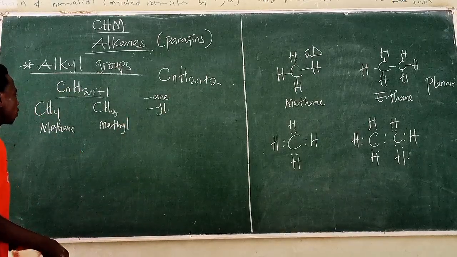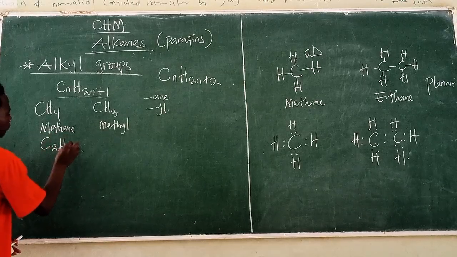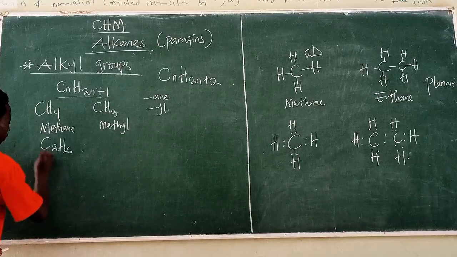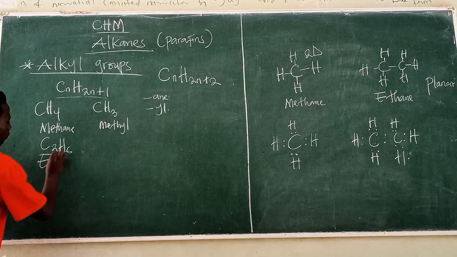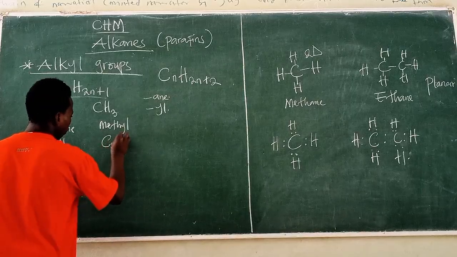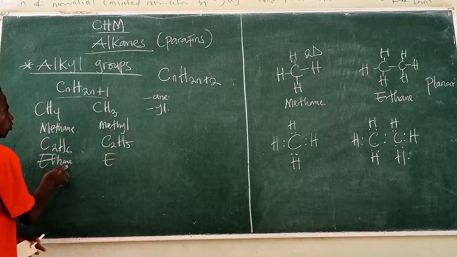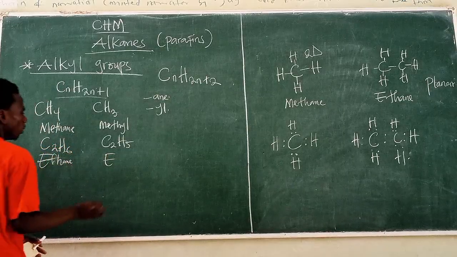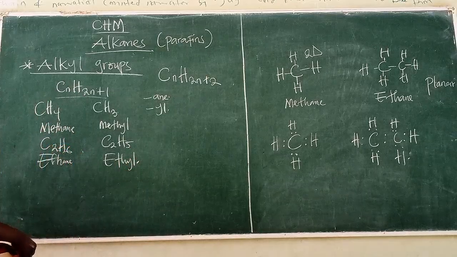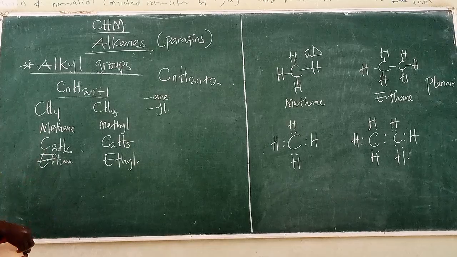Also, the second member of alkanes is C2H6, which is ethane. Now, when you remove one hydrogen from there, you're going to have C2H5. Now, replacing the ANE in alkanes with YL, you're going to have ethyl, which is another alkyl group. So this is how the chain continues.